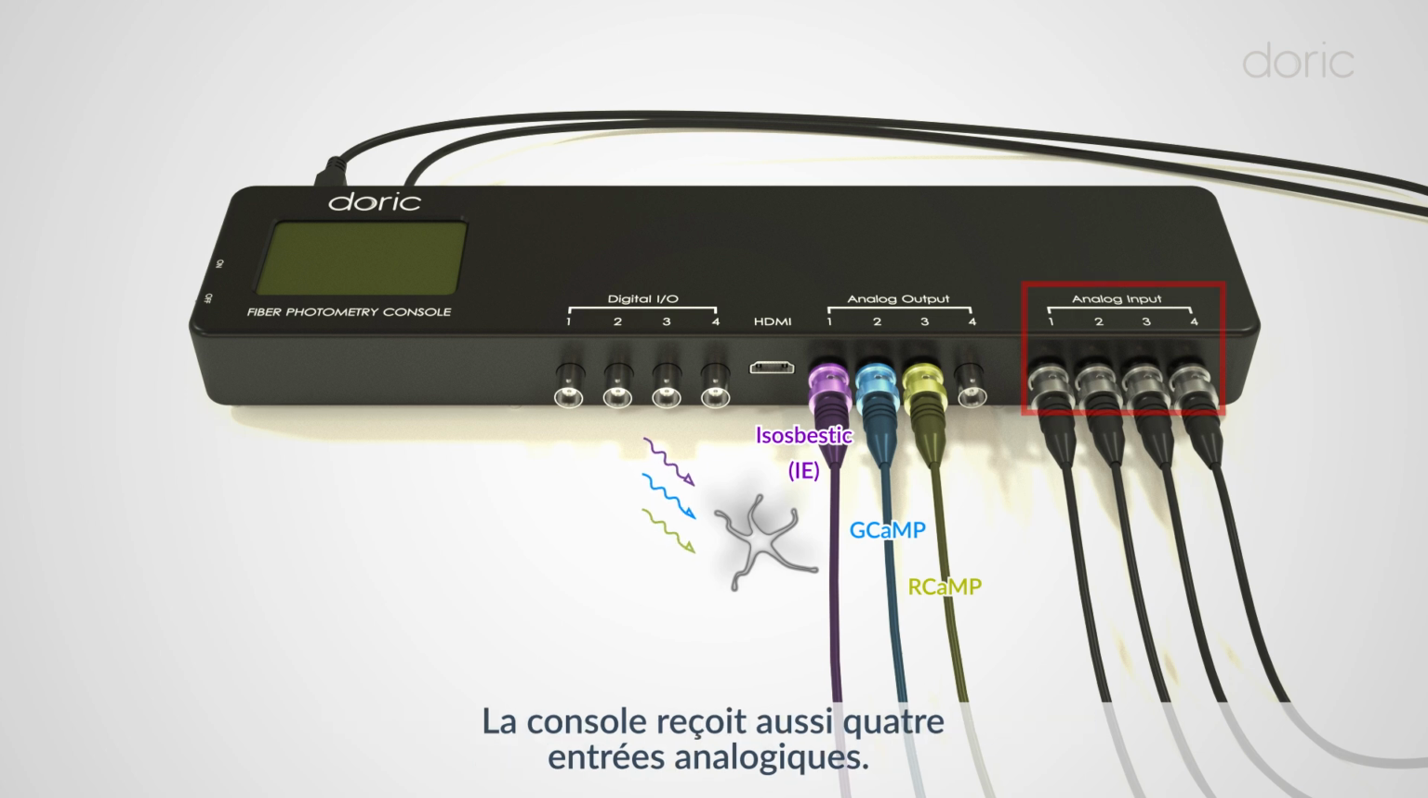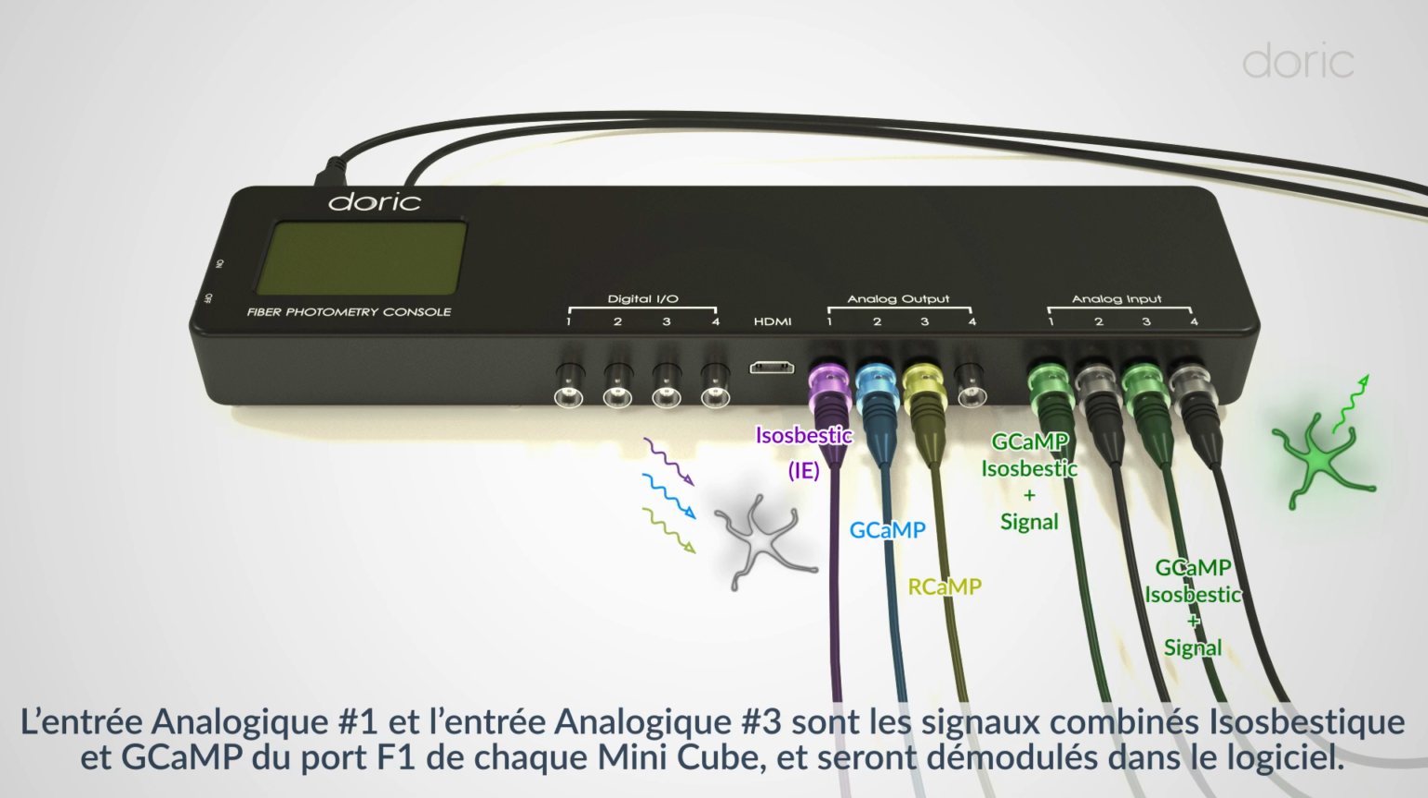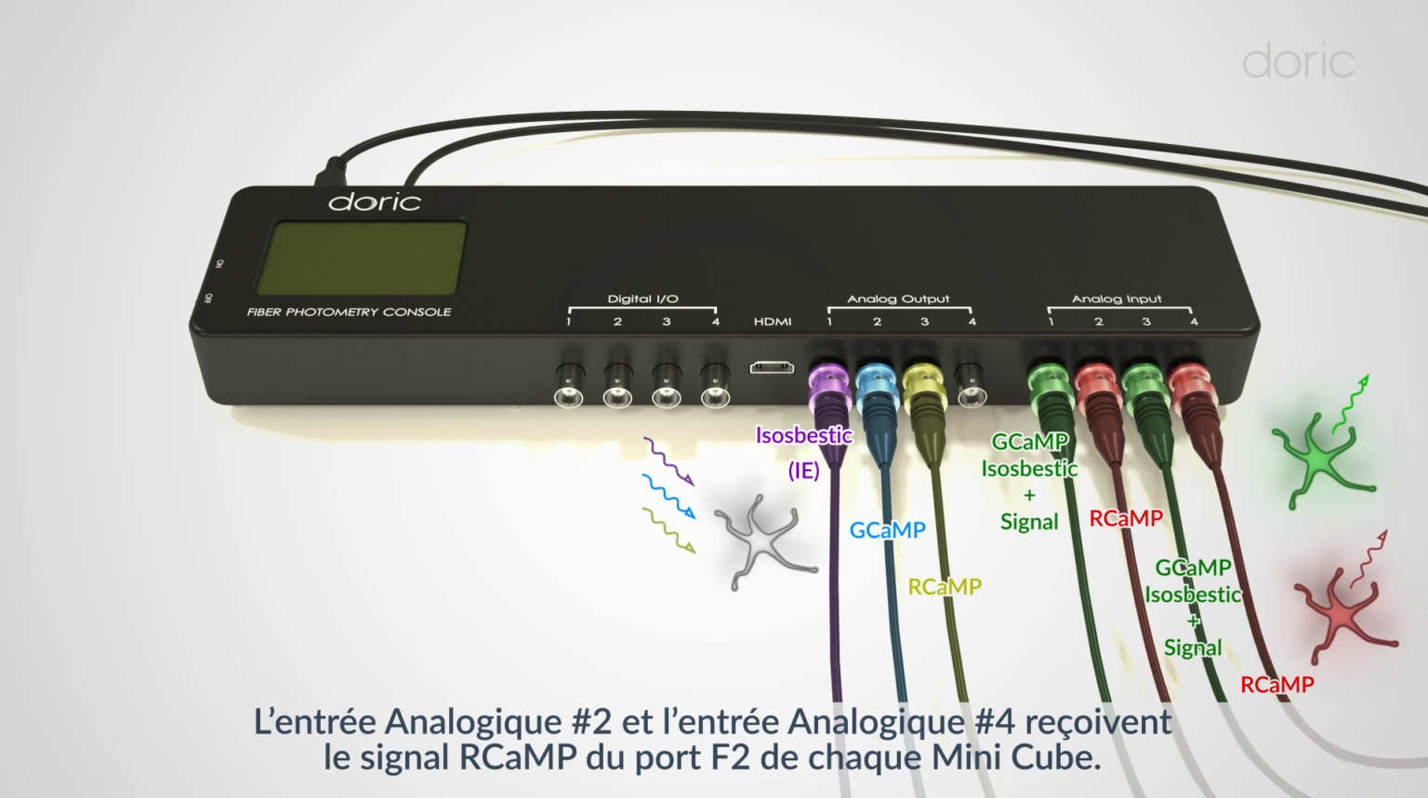The console also receives 4 analog inputs. Analog in 1 and analog in 3 are the combined isosbestic and calcium-dependent GCaMP signals from the F1 ports of each minicube and will be demodulated within the software. Analog in 2 and analog in 4 receive the RCaMP signals from the F2 port of each minicube.